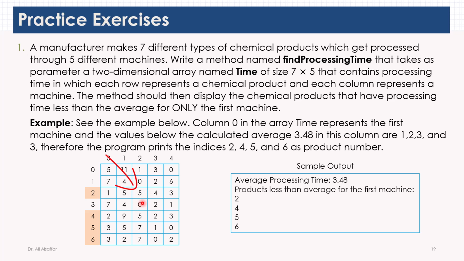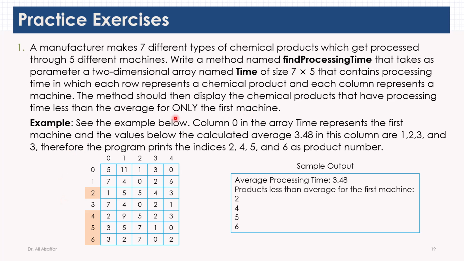For example, 5. 5 is the processing time for machine 2 to process product 2. For example, 3. 3 is the processing time for machine 4 to process product 4. So now we understand how to use the two-dimensional array for the problem. Let us continue. It says the method should then display the chemical products that have a processing time less than the average for only the first machine.